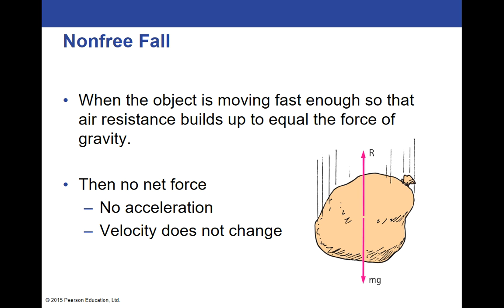When an object is moving fast enough so that the air resistance builds up to be big enough to equal the force of gravity, at that point, the pull of gravity in the downward direction is equal to the air resistance pushing back up on the object. It's now in dynamic equilibrium. These two forces are equal in magnitude and opposite in direction. So no net force means it's not accelerating. If it's not accelerating, its velocity does not change, right? So it's in dynamic equilibrium, it's moving, it's falling, but it's no longer accelerating.